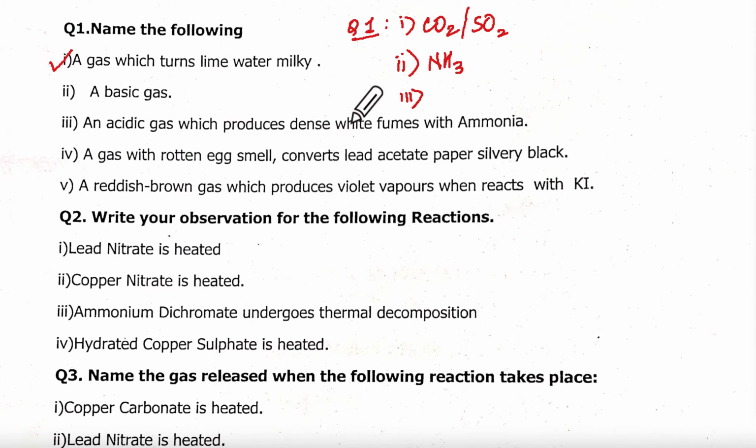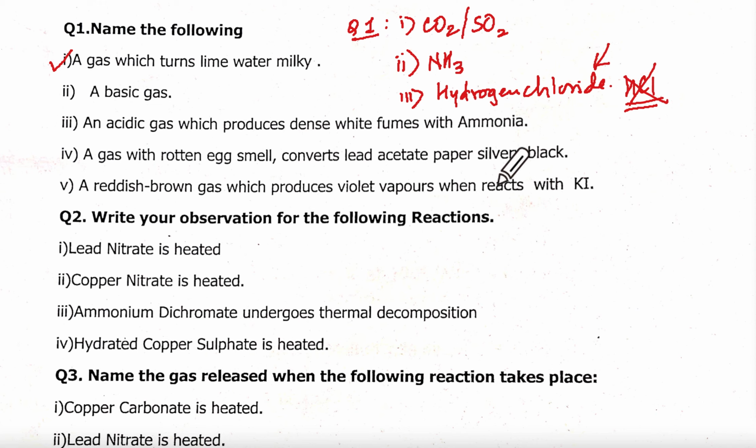Acidic gas which produces dense white fumes with ammonia. Acidic gas will be here. Don't write HCl, write hydrogen chloride gas. If you write only HCl, what does it mean? Hydrochloric acid also, and hydrogen chloride gas also. So there will be confusion. Don't write the formula. Write the name.